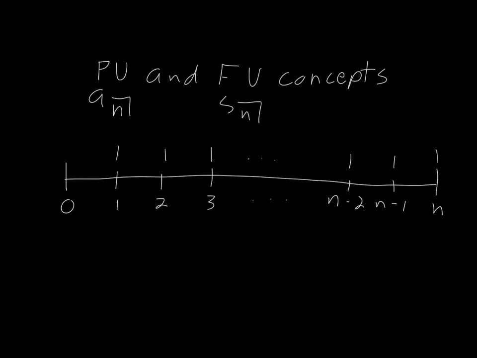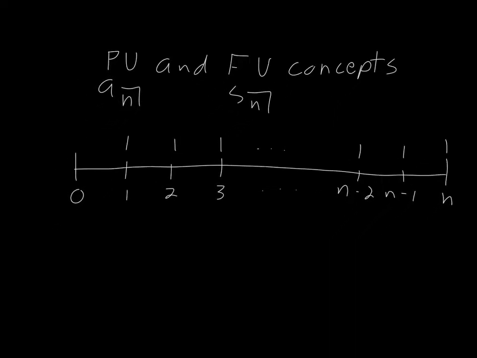Now the a angle n is the value at the beginning of this series of payments, at time 0. And s angle n is the value at the end of the series of payments. Hopefully one thing we can see is that the value at the end is going to be greater than the value at the beginning. The reason for this is that as things earn interest over time, later time periods have had more time for interest to be earned. So s angle n, all other things being equal, is going to be bigger than a angle n.